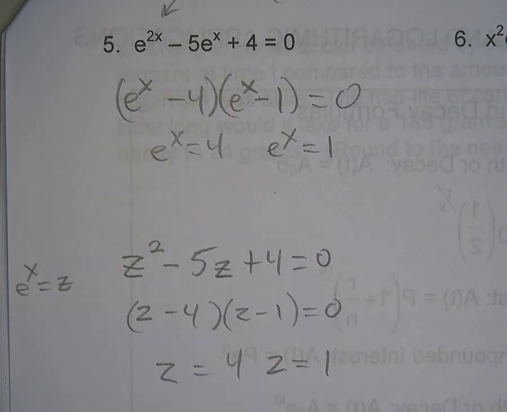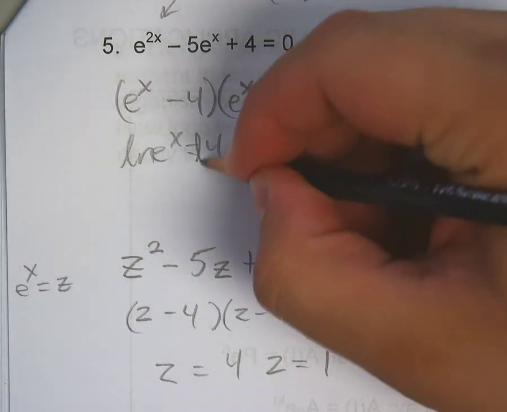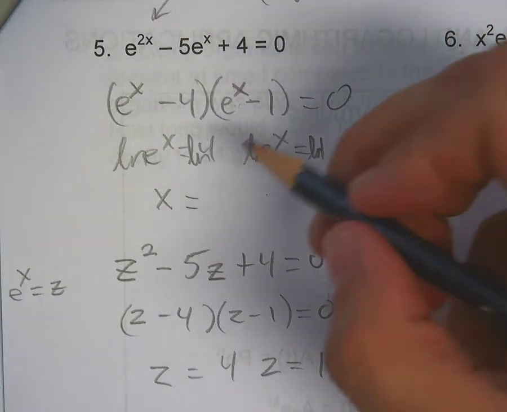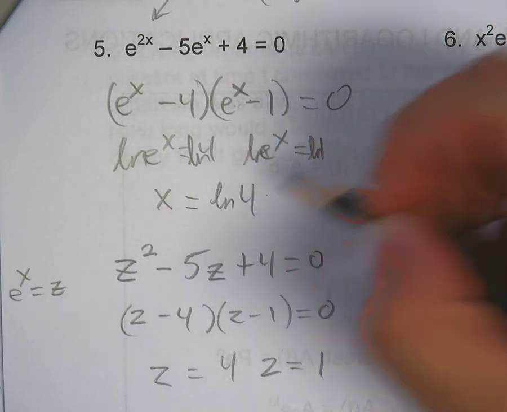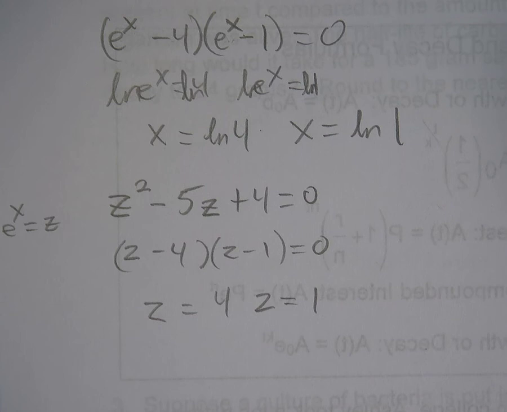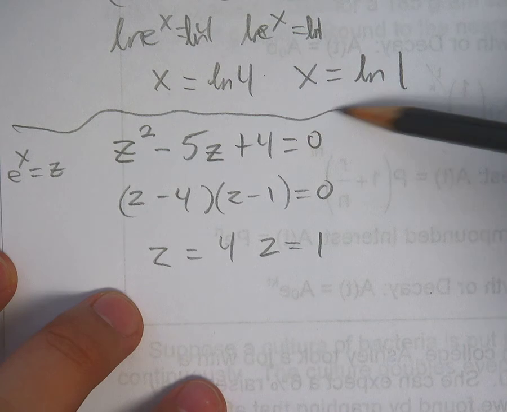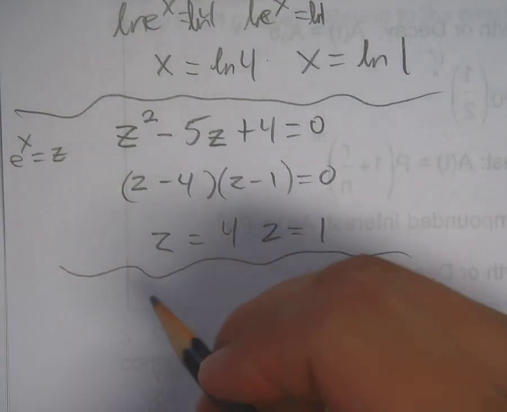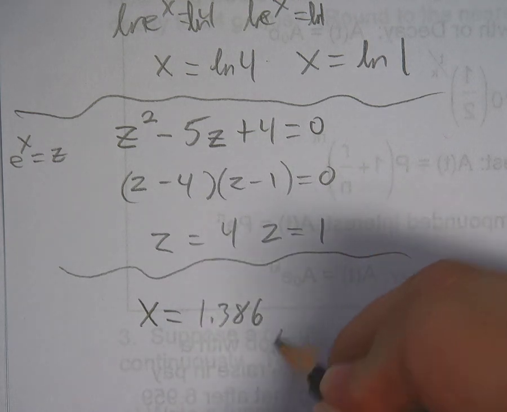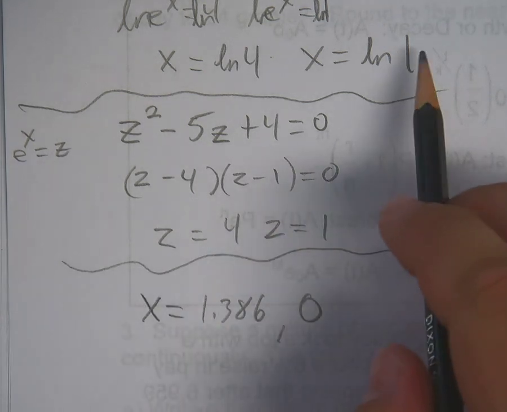Now this is where it gets a little bit different, because to get rid of e, I've got to natural log everything. So x is going to be the natural log of 4 and the natural log of 1. Which, by the way, the natural log of 4 is 1.386, and the natural log of 1 is 0. That's the point you're supposed to have memorized. The natural log of 1 is 0, so there's your answers.